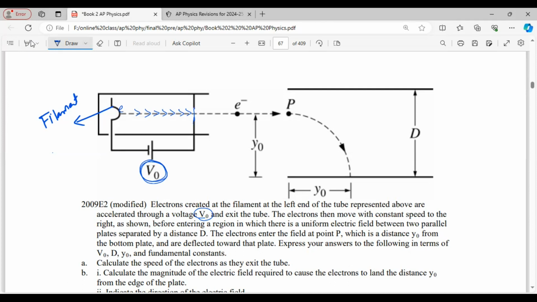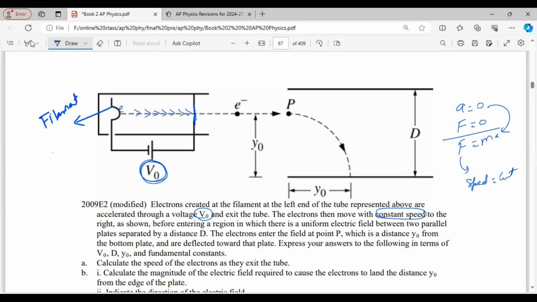Now the electrons then move with a constant speed. It is obvious because after this tube, after this accelerating zone, there is no acceleration. So now the electron will have a constant speed. No acceleration, no force. Since acceleration will be 0, force will be 0 because F equals ma. Since no acceleration, no force, then no change in speed. That's Newton's law. If there is no force, there is no change in velocity or speed. So its speed will be constant when it exits the tube region.